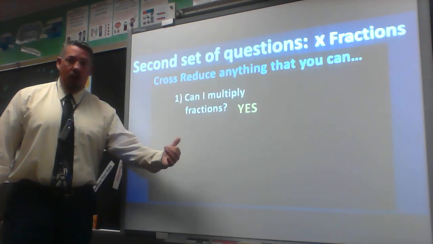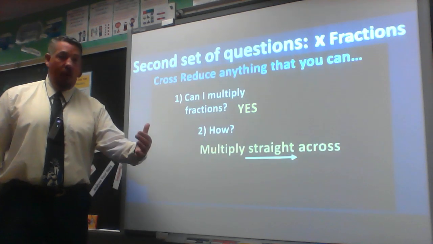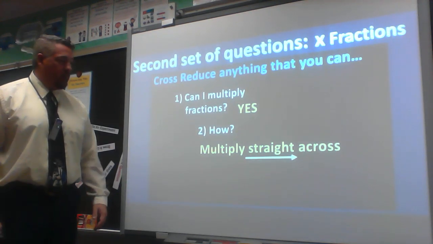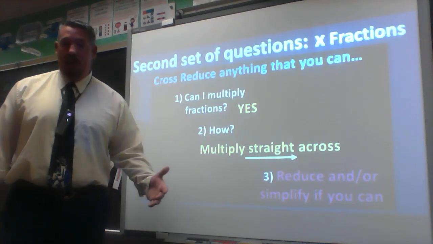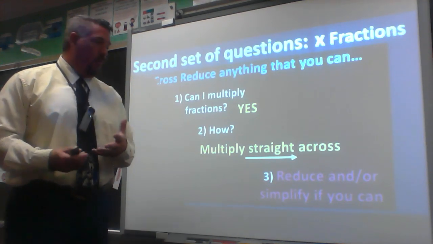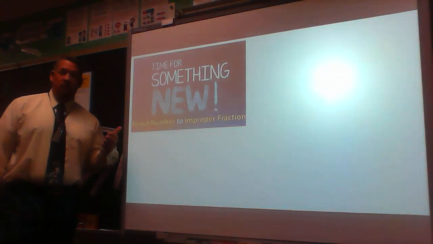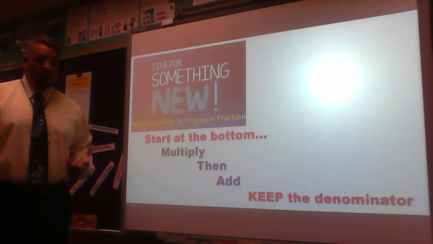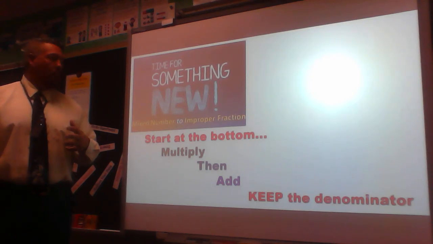Can I multiply? Yes, I can. Now what do I do? I just do the math, right? So I'm going to multiply straight across. That's how I multiply fractions. Then when I get to the end, I'm going to reduce or simplify if I can. If it's top heavy, if it's an improper fraction, I simply convert it into a mixed number. Now this is where we introduce that new thing, right? Where we're going to change a mixed number into an improper fraction.